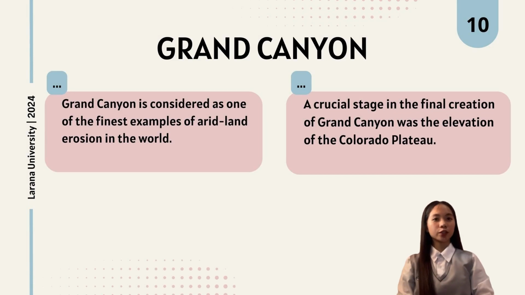And now let's proceed to the Grand Canyon. Grand Canyon is considered one of the finest examples of arid land erosion in the world, incised by the Colorado River. A crucial stage in the final creation of Grand Canyon was the elevation of the Colorado Plateau. Plate tectonics raised the rocks to a level surface, forming a plateau that the Colorado River might flow through.